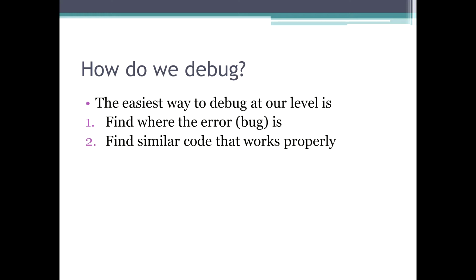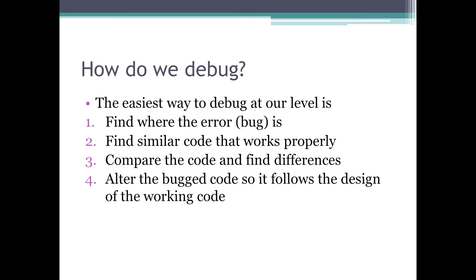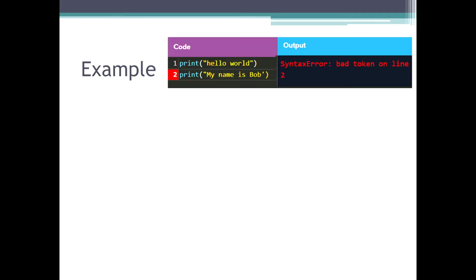Then we can find some similar code that works properly. So if we get another example that is working, what we can do is compare both of them and find where the differences are, because that's going to help us fix it. And then we're going to alter the bugged code so it follows the design of the working code. And we've got a wee example there to show you.